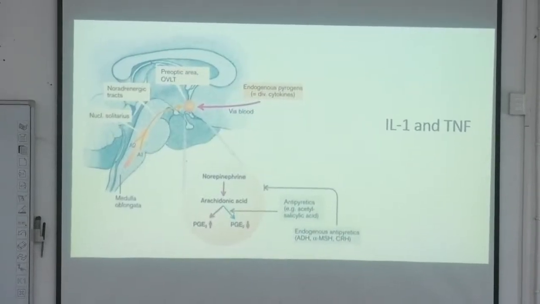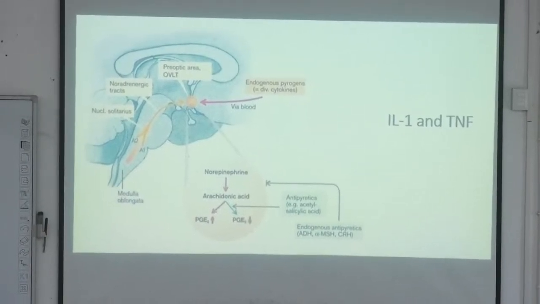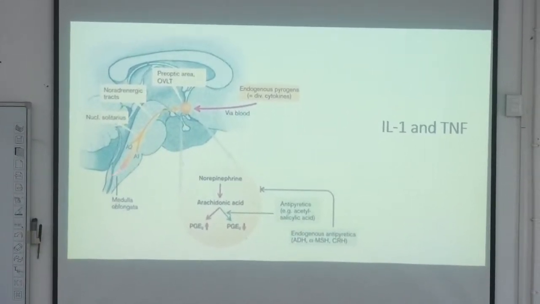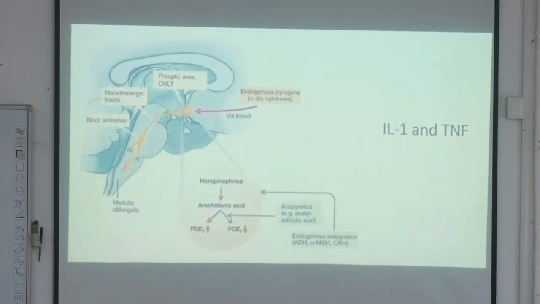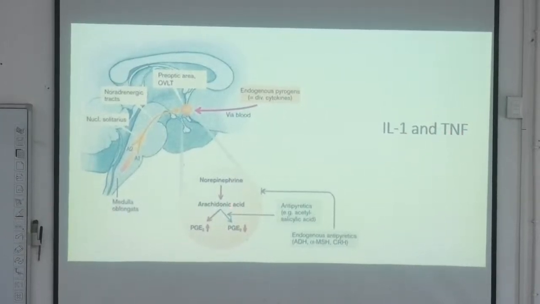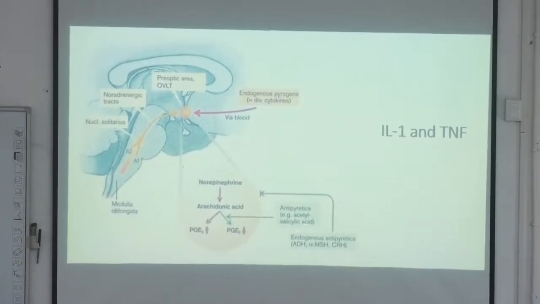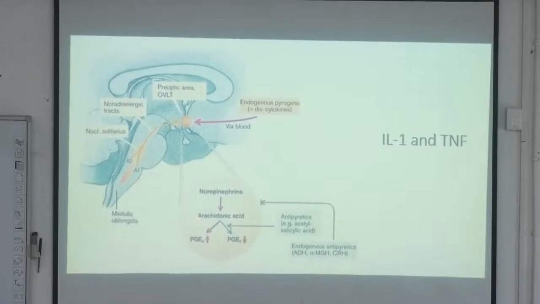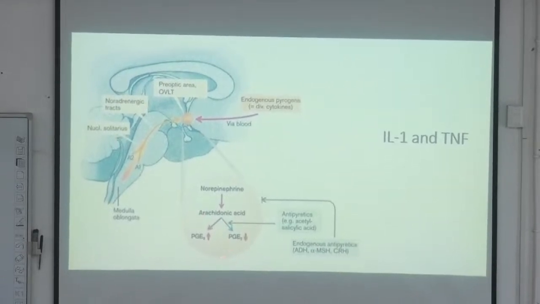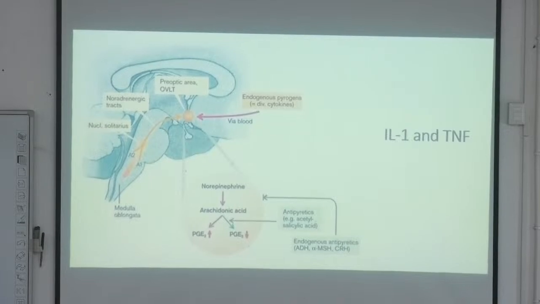Now this is the pain pathway: dorsal root ganglia, nucleus solitarius, medulla oblongata, and interleukin 1 and tumor necrosis factor alpha. Antipyretics, acetyl salicylic acid or paracetamol, act on this pathway, so from arachidonic acid, prostaglandin E2 cannot be formed. Okay.